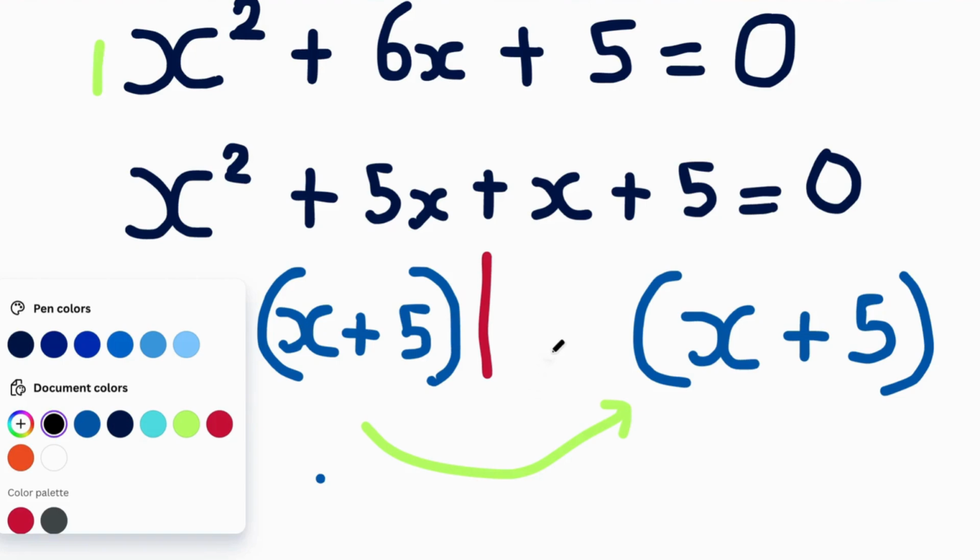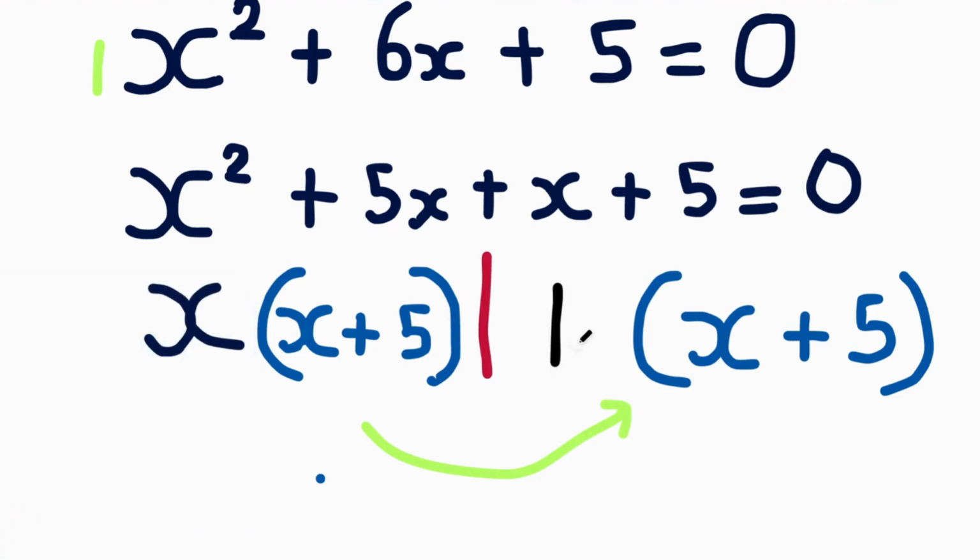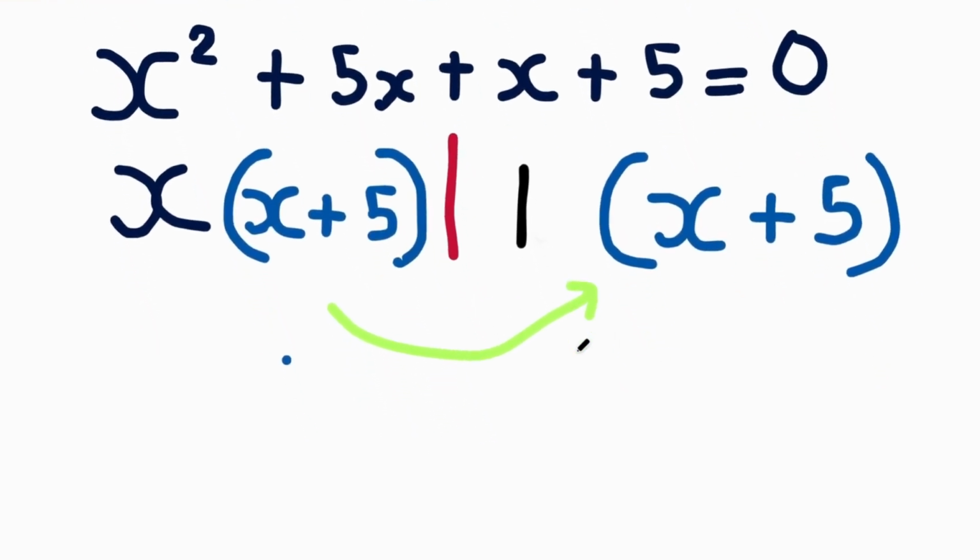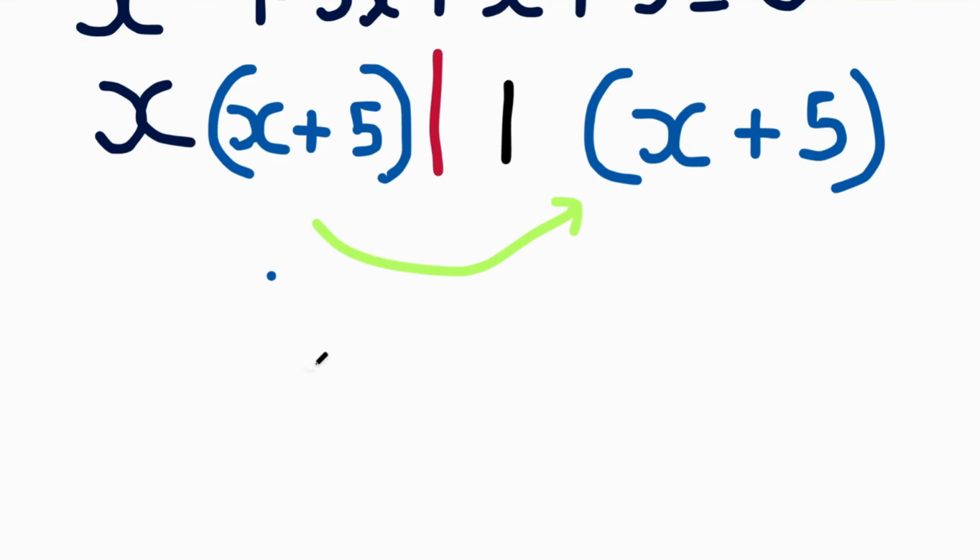So now we just write 1. And we've basically solved the question now. You take the initial bracket, x plus 5. That one stays the same, obviously.